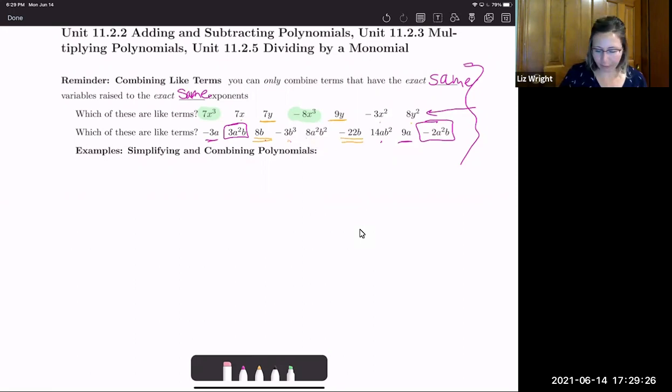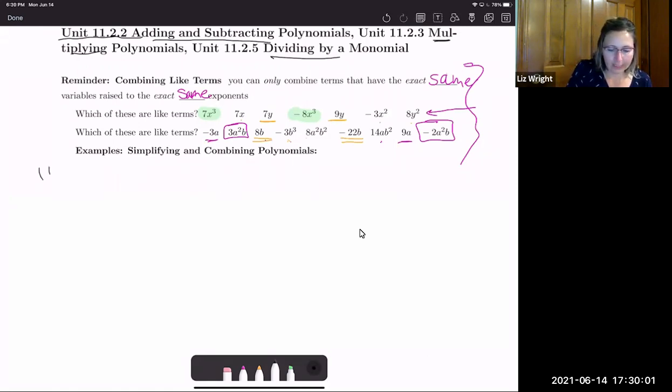So here's what we're going to do first. We are first going to be working on this topic of 11.2.2, adding and subtracting polynomials. That's what we're going to do for the first several examples, and the rest of this page and the next page. Then we are going to be multiplying them. And our last several examples will be dividing by a monomial. All right, so let's finish up this video with a ton of examples here.